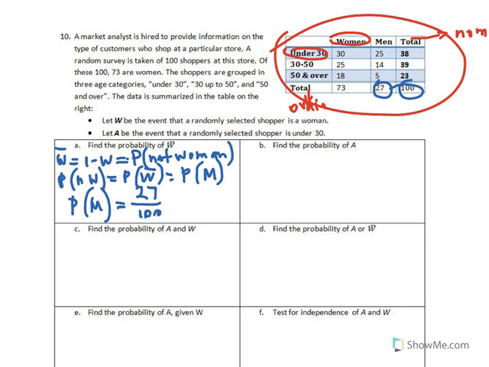B, find the probability of A. A was the event that the randomly selected shopper is under 30. So the probability of A will be out of 100. How many under 30 do we have? 38. So that's going to be 38 over 100.